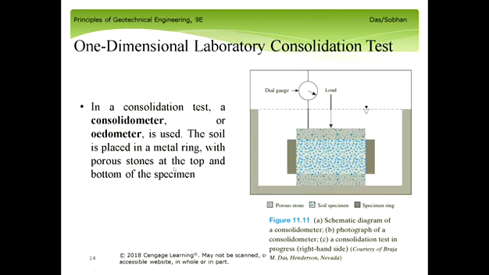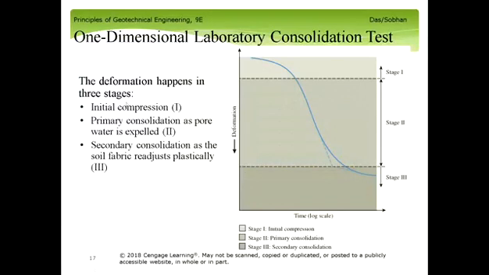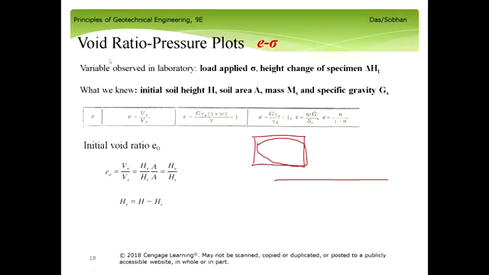Laboratory consolidation test, a test we use to study the consolidation process of the soil. And how do we study consolidation from such a test? We should look at the void ratio pressure plots. This is the final result we got from the consolidation test.